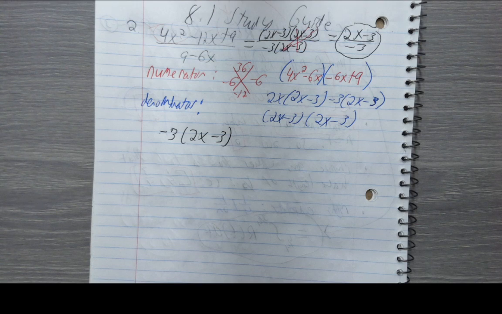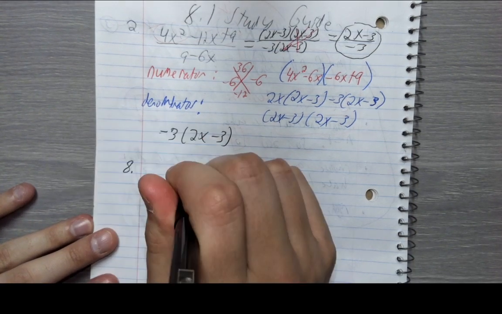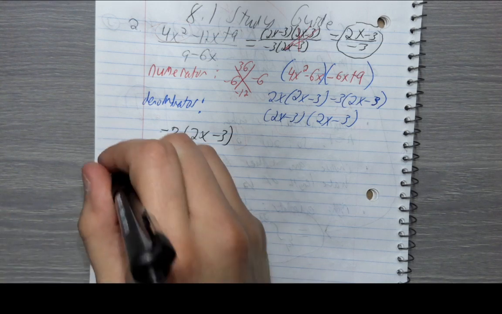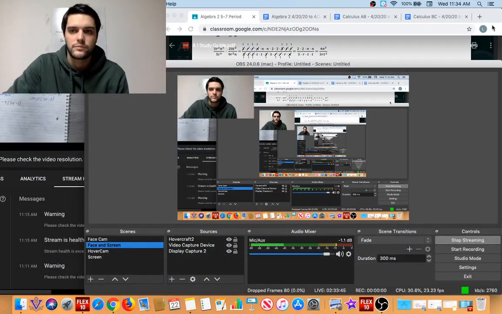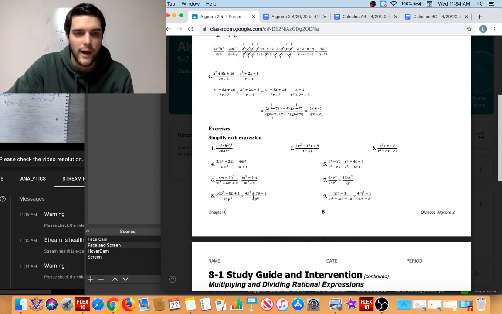Okay, let's try another one. Let's do number 8. I'll start us off on number 8 and then I want you guys to try. This is going to be a good challenge problem for you. The very first step is we have to write it correctly. If you notice, for 8, it has a fraction divided by another fraction. We never divide fractions. We always multiply by reciprocals.